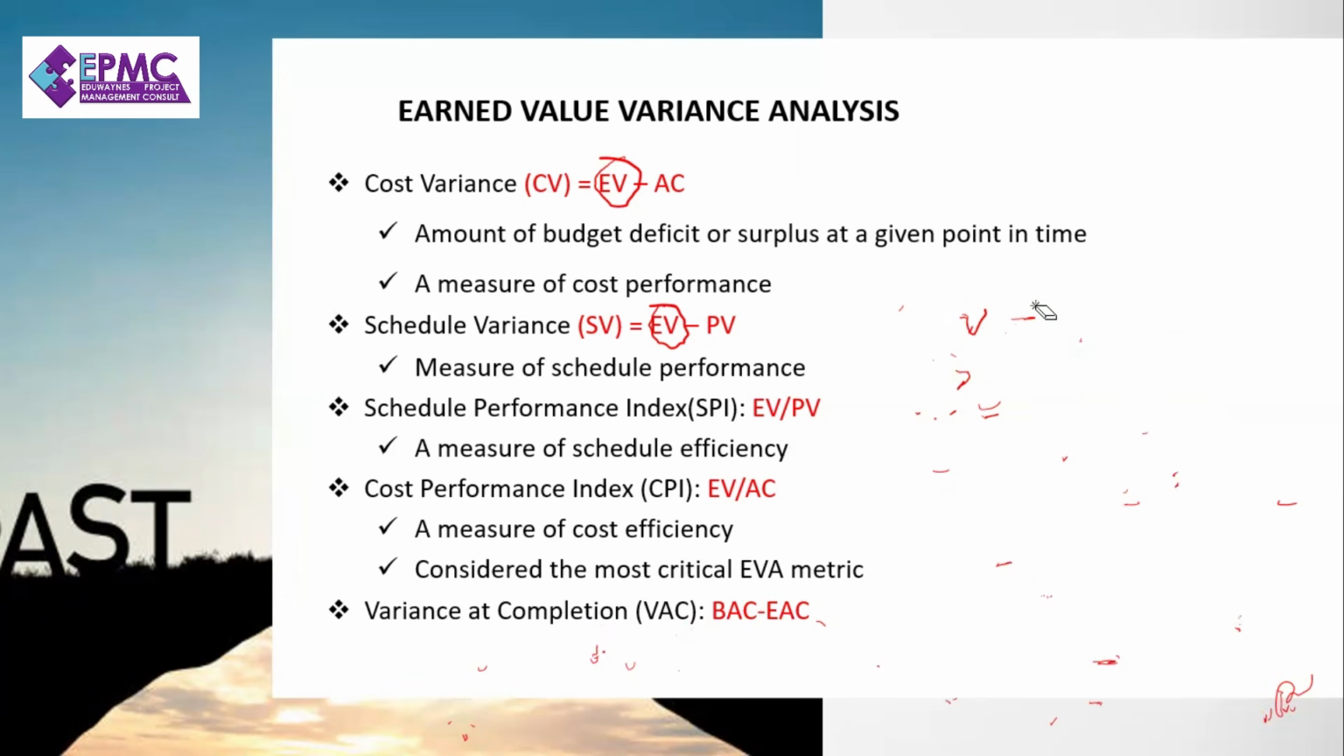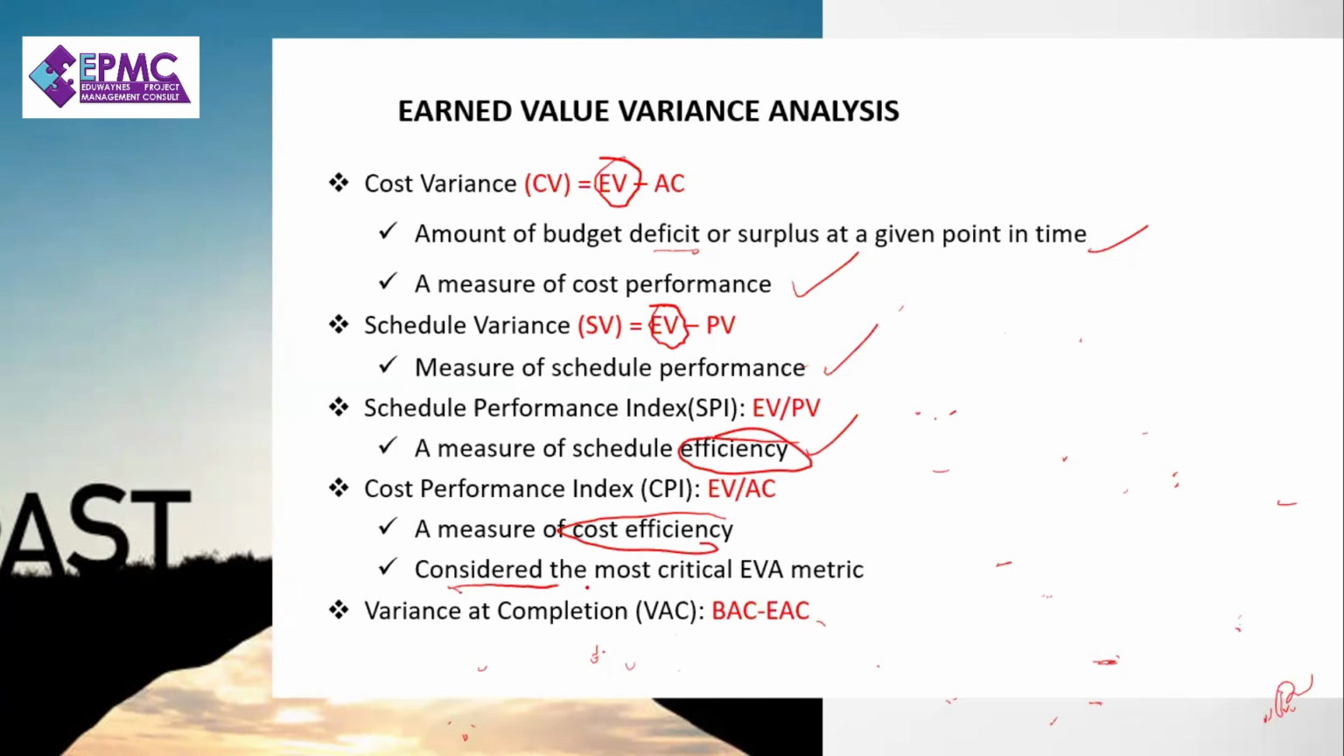No need to memorize it, okay? All right, so this is done. This is the amount of budget deficit or surplus at a given point. You have some exercises: a measure of your cost performance, a measure of your schedule performance. We talked about it. This is a measure of schedule efficiency. Which one talks about efficiency? It is about the index. Cost efficiency is about the CPI.